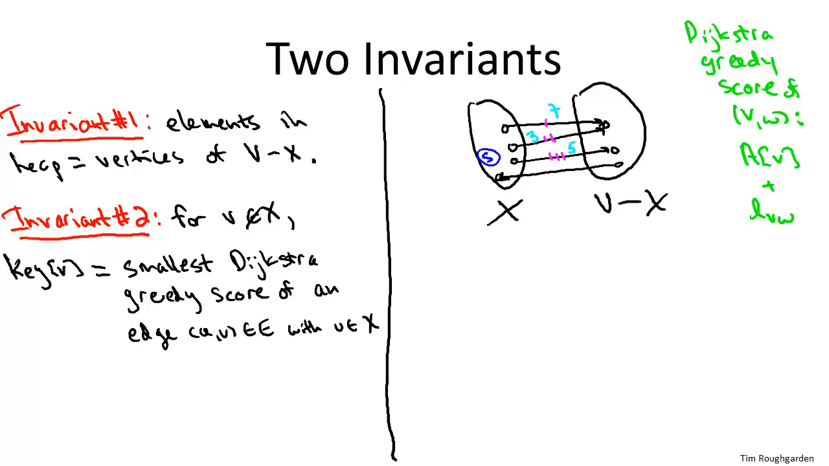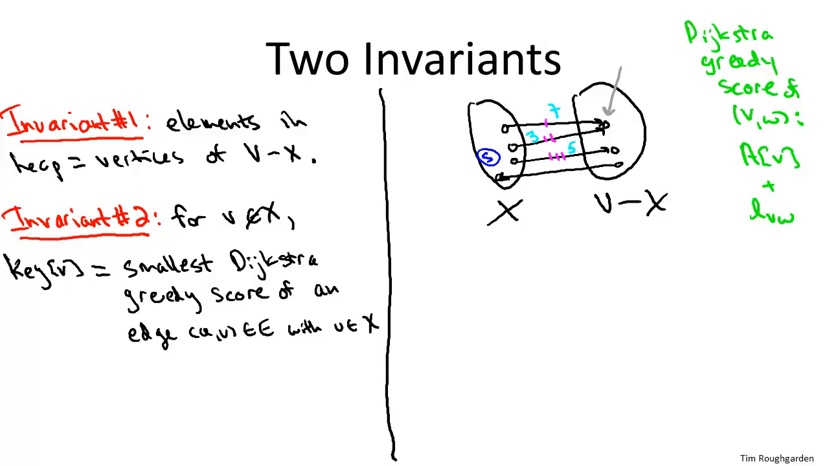Let's look at what the key should be for each of these three vertices I've drawn in V minus X. Now for the topmost vertex, this is pretty interesting. There are two different edges whose tail is in X and have this vertex as their head. So what should the key of this vertex be? Well, it should be the smallest Dijkstra greedy score of any of the edges whose tail lies on the left-hand side that terminate at this vertex. So there are two candidate edges. One has Dijkstra greedy score 3, one has Dijkstra greedy score 7. So the key value should be 3, the smaller of those two.